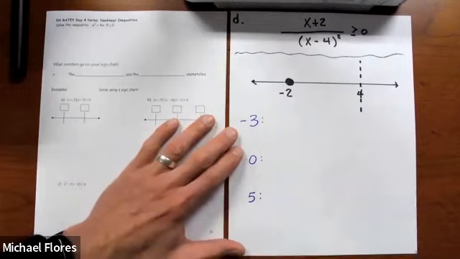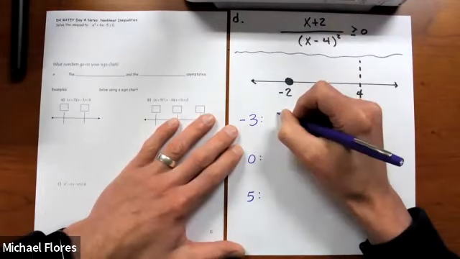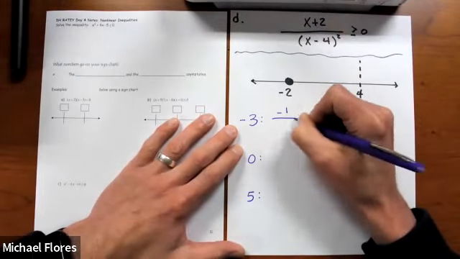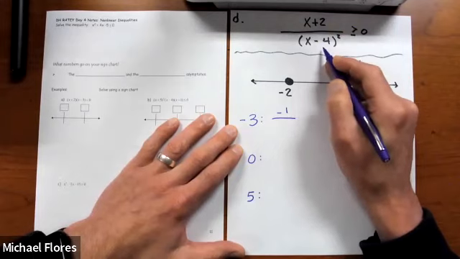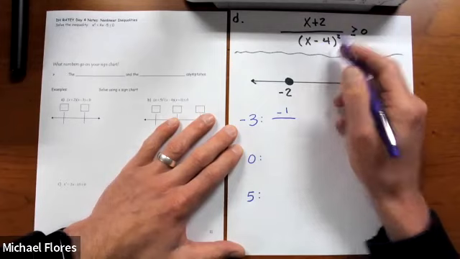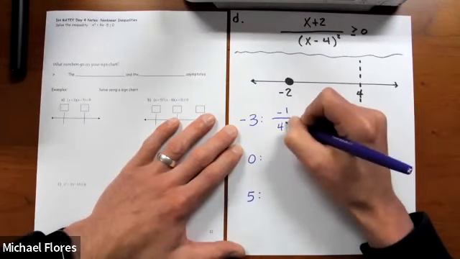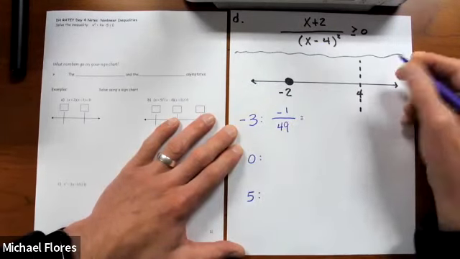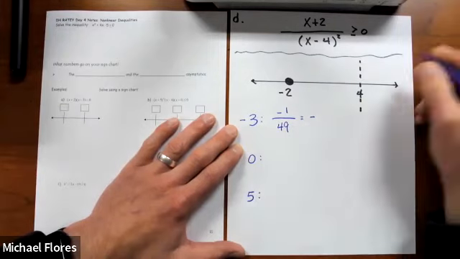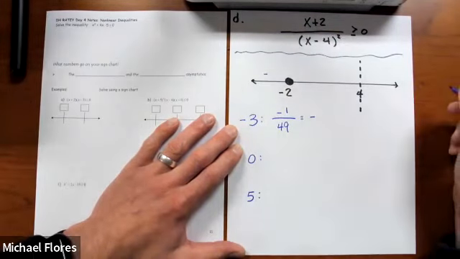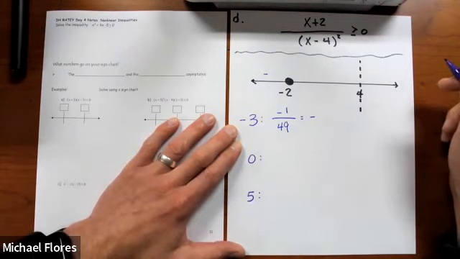Then we're going to start solving. So -3 plus 2 is -1. -3 minus 4 is -7, and (-7) squared is +49. That's going to result in a negative number, -1/49. So everything less than -2 is going to be a negative number.